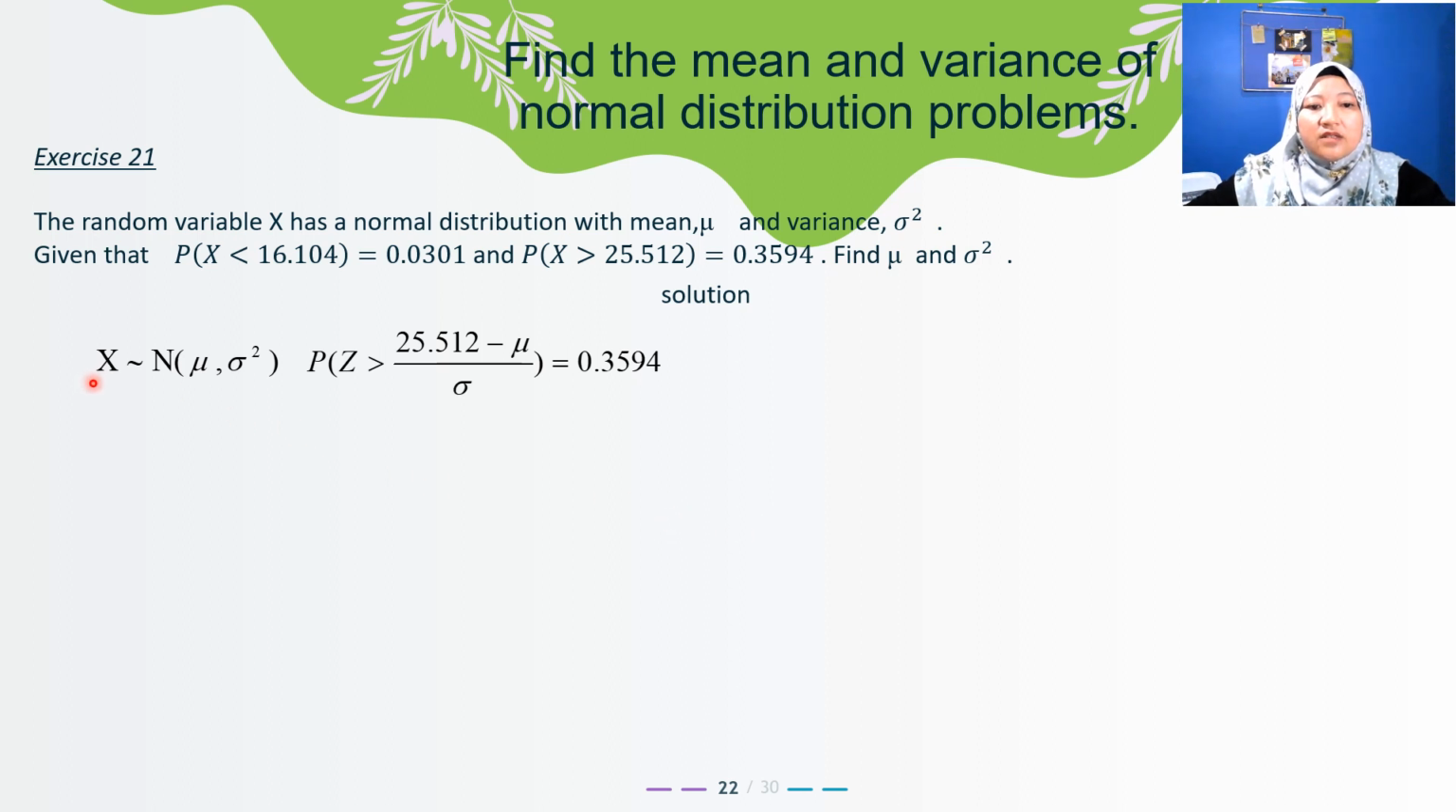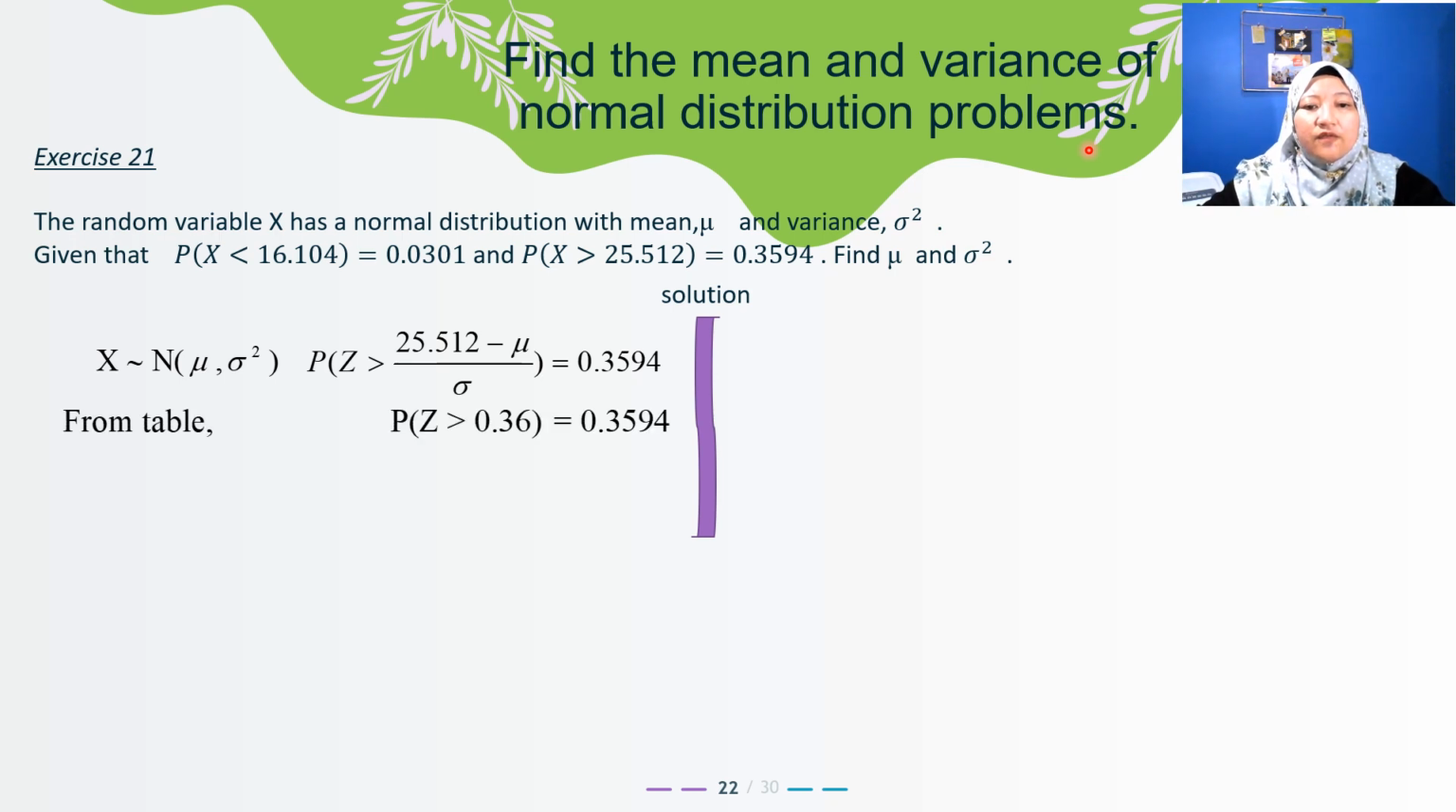Okay, we have x distribute normal. Okay, we don't know the value of mean and variance. So, kita tulis dulu seperti ini. Dan kita tukarkan dia kepada skor Z. 25.512 tolak mu bagi dengan sigma. Okay, from table. Ini awak kena cari dalam table, cari 0.3594. Okay, ini yang tadi saya kata baca daripada dalam. Awak akan dapati Z dia adalah 0.36.